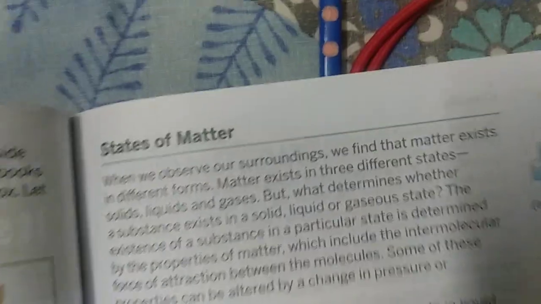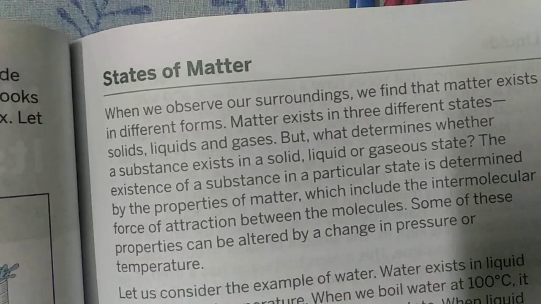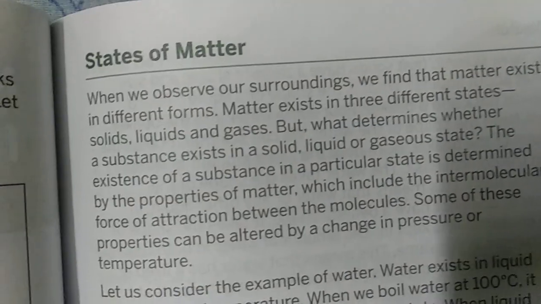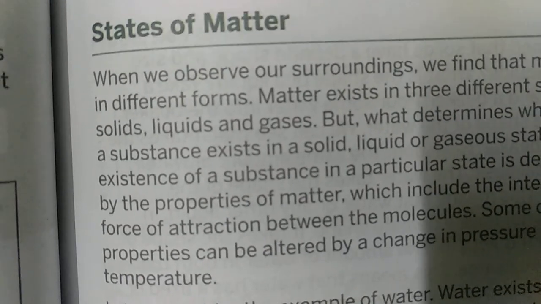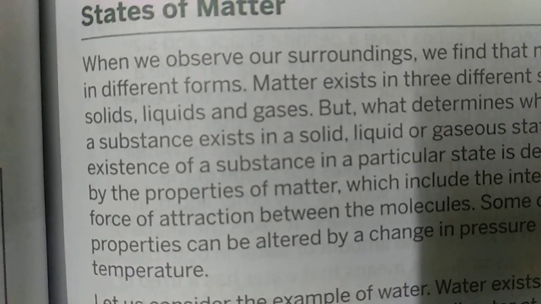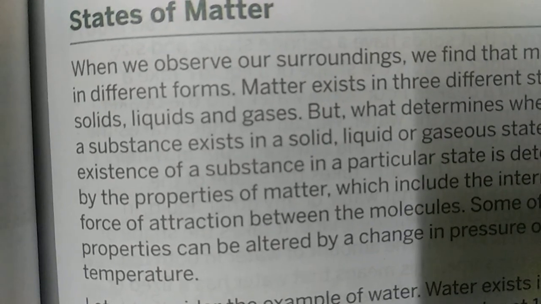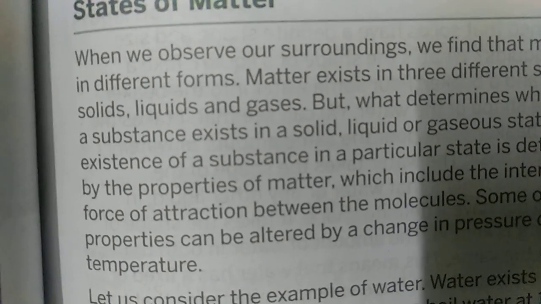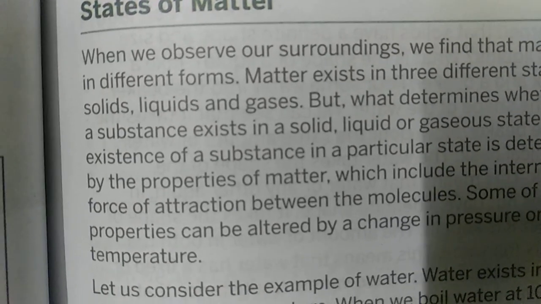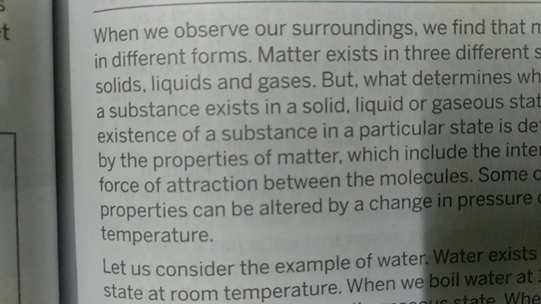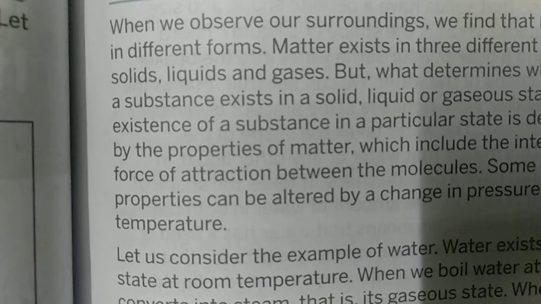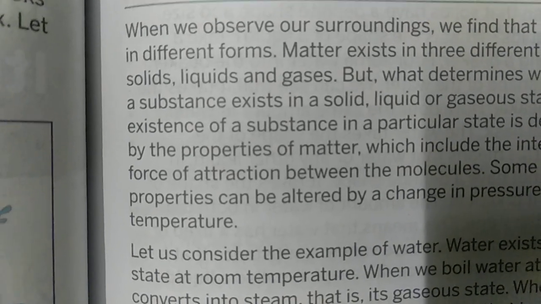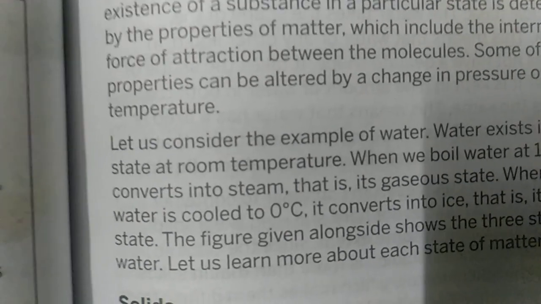States of matter. What are states of matter? In our surroundings, we find that matter exists in different forms. Matter exists in three different forms: solid, liquid, and gas. But what determines whether a substance exists in a solid, liquid, or gas state? The existence of the substance in a particular state is determined by the properties of the matter, which include the intermolecular force of attraction between the molecules, and some of the properties can be changed by the change of pressure.